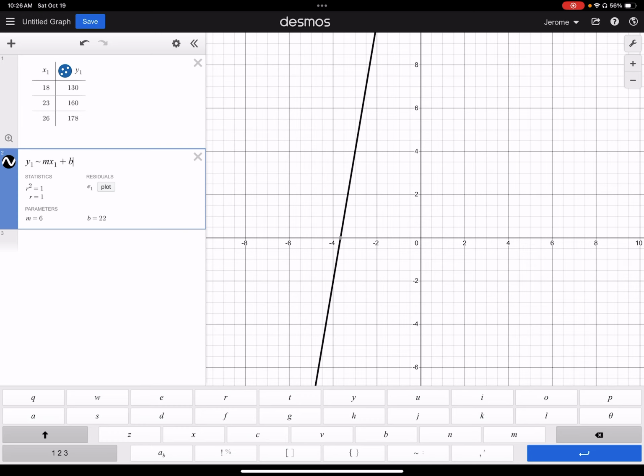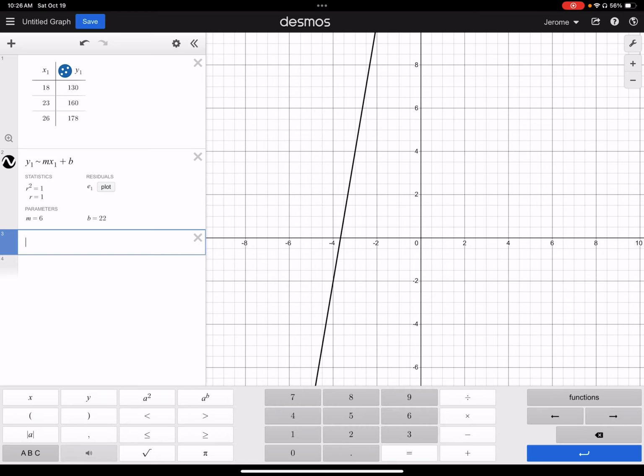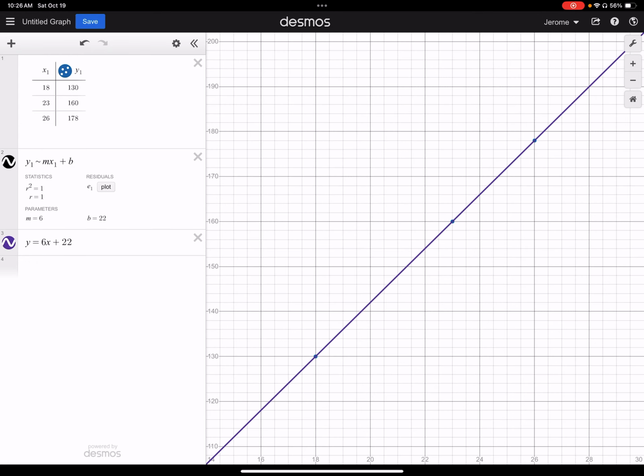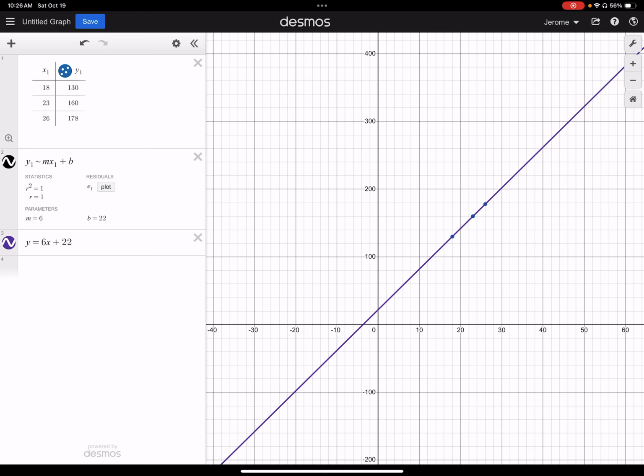So unfortunately, unlike the previous version of this, I can't just easily take that equation and have it go down to line number 3 for me. So instead, what I have to do is just type it in. So I just come down here to line number 3 and type in y is equal to. It gave me an m value of 6, so 6x plus my 22. And there I have it. There's my equation, my line. I can go back over here to the little zoom fit, and I can see my whole line. I can see where the x-intercept is if I just tap on it on the screen.